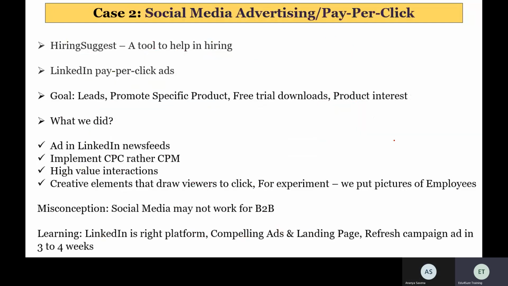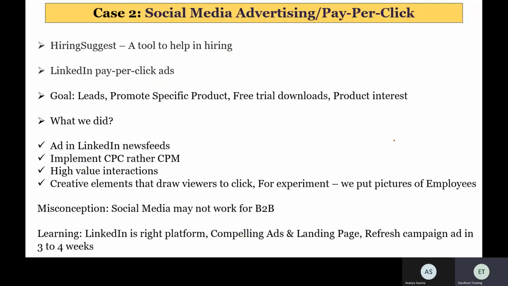Now the second is social media advertising or pay per click. This case is about how social media advertisement, PPC, Google AdWords can help you in getting leads. Again, there is an example of a company. Let us say Hiring Suggest is a tool to help in hiring. Now I want to hire some business developers: two business developers, one content writer, two designers, one video editor. So I need to hire certain people.